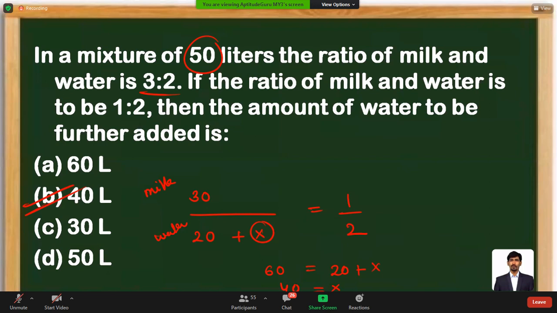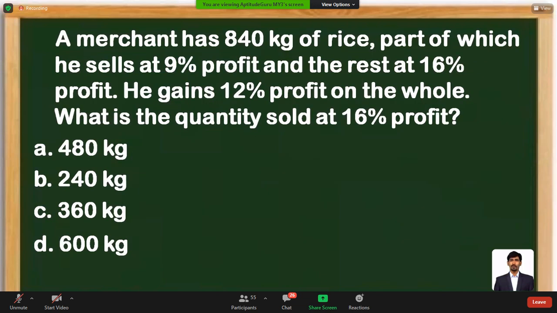Sometimes you can see questions of alligations which are projected in percentages. Let's have a glance at one question. A merchant is having 840 kgs of rice. Some part of it he sold at a certain profit and the rest at 16% profit. Overall, he gains 12% on the whole. This minus this is giving a result of 4, and this minus this is giving a result. So the question here is what quantity is sold at 16% profit.